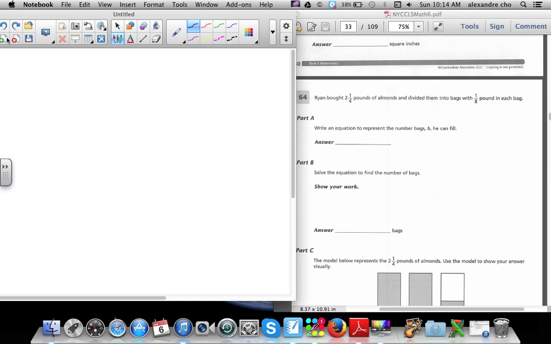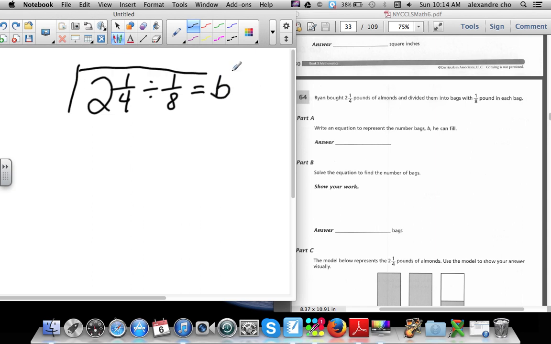No, here we go. Ryan bought 2.25 pounds of almonds and divided them into 8 bags. So here we go, a division problem. Write an equation to represent the bags B he can fill. Well, I have this much, and I want to divide them into this, and that's going to give me my total number of bags. There's my equation. Okay.